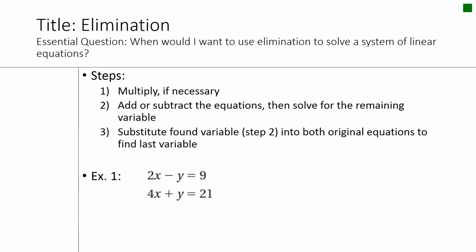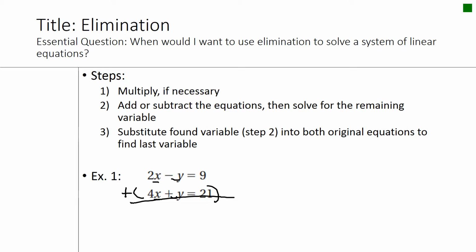So let me go through those 3 steps with example 1. All right, multiply if necessary. I'm going to check and see if any of my variables have the same or opposite coefficients. So my x variables have 2 and 4. Those are not going to eliminate. Let's look at y's now. I have negative 1 and 1. Those are opposites, so I know I can eliminate those. I will eliminate those by adding the 2 equations together.